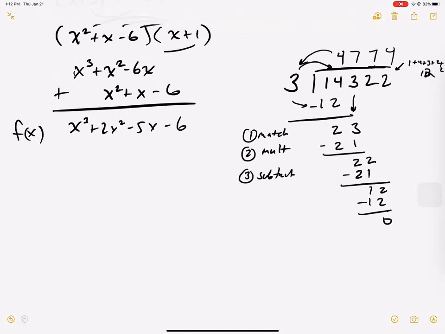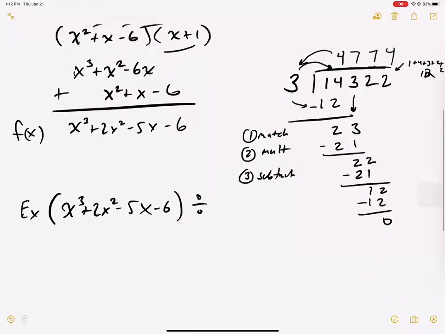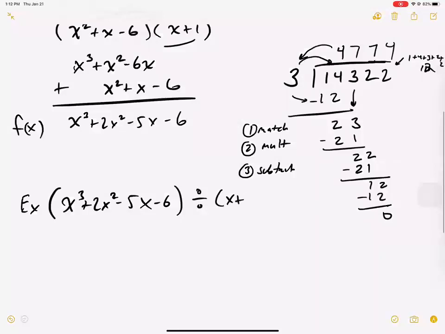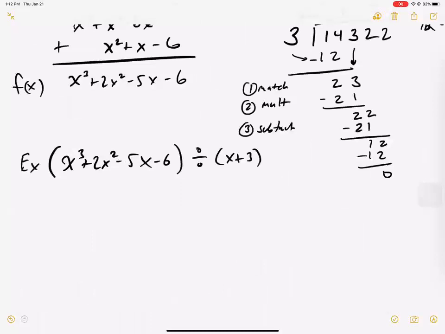I'm going to ask you guys to do this problem. Here's my example now: x cubed plus 2x squared minus 5x minus 6. And we are going to divide this by one of our factors, either x plus 3, x minus 2, or x plus 1. Let's choose x plus 3. Okay, that's one of my factors. So we're going to divide x plus 3 into x cubed plus 2x squared minus 5x minus 6.